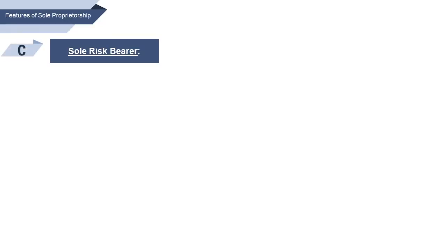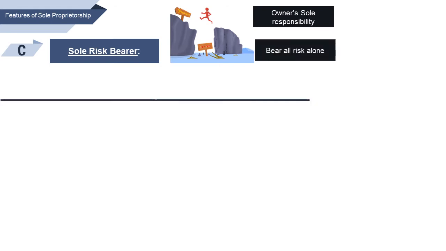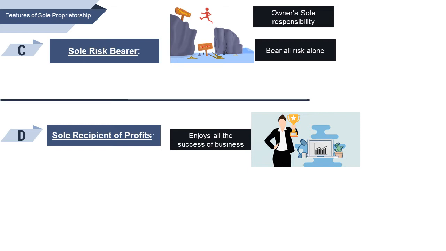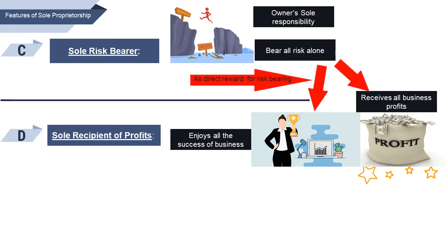The next one is the sole risk bearer. Here the owner has the sole responsibility for all the business affairs. Thus, he has to bear all the risk alone. The next one is sole recipient of profits. The proprietor solely enjoys all the success of business. He receives all the business profits as a direct reward for his risk bearing.